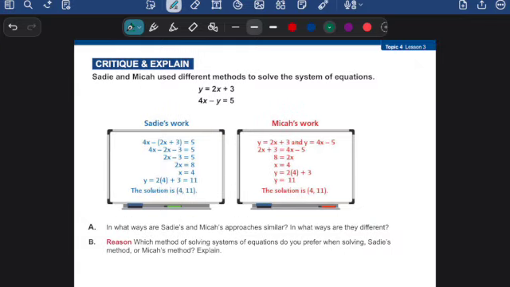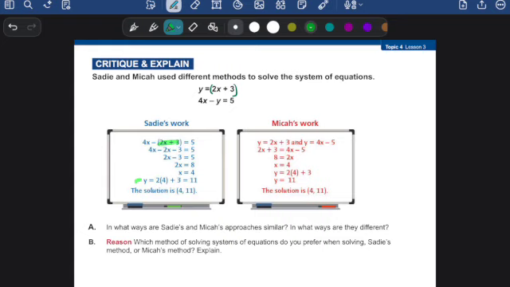For the critique and explain, we have two students, Sadie and Micah, solving this system of equations. And you can see Sadie's work on the left. She used substitution, so she saw that y equals everything in parentheses, and so she substituted that into the second equation, solved for x, and then plugged that back into the first equation to solve for y.